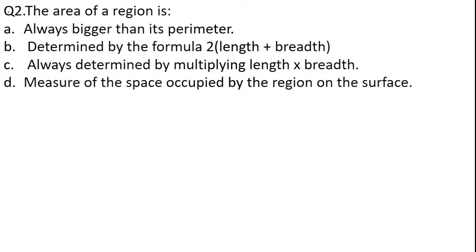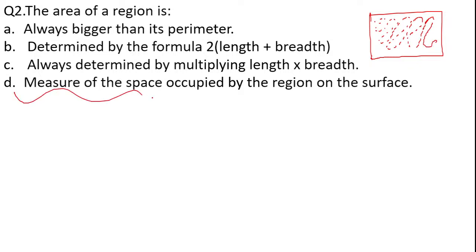The next question is: the area of a region is always bigger than its perimeter, determined by the formula of twice of length plus breadth, always determined by multiplying length into breadth, or the measure of the space occupied by the region on the surface. Right now I have told you that area is the region enclosed by any particular shape. For example, I am considering a shape here. What is the area? The area is the space occupied by any shape, enclosed by any shape. So this will be the area of this given shape. The measure of the space occupied by the region on the surface is the area of any region.